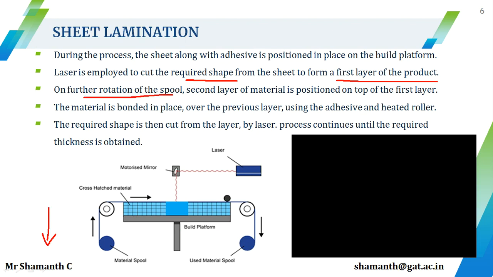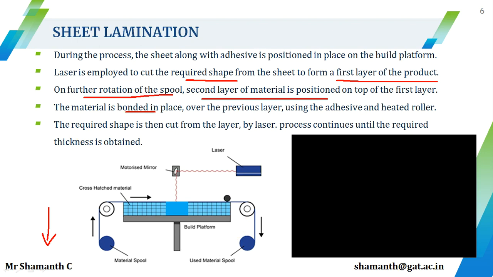On further rotation of the spool, a second layer of the material is positioned on top of the first layer, and after this the laser again comes in contact with the sheet placed over the first layer, and cuts the geometry of the required part, and then the other uncut region is wound by the unused material spool.